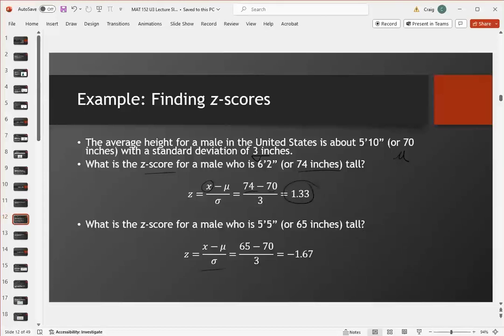Same if we want to find it for someone who is 65 inches tall. You can subtract the two. And remember that x always comes first. That's going to be important now and for the rest of the next section.